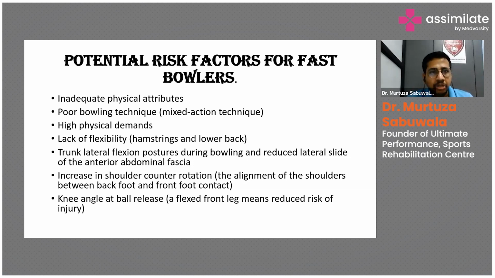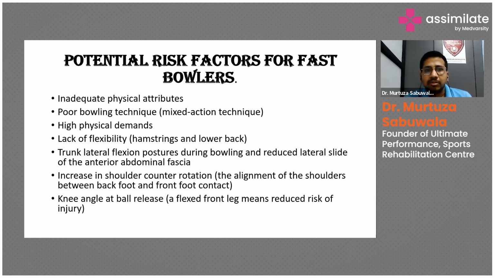High physical demand, too much training, too much frequency of training, lack of recovery leads to injury. Lack of flexibility, hamstring and low back. Flexibility is very, very important for the fast bowler because they have a huge workload, an eccentric workload coming on the muscle, especially the hamstring, while running to bowl the overs, while running on the field. So lack of eccentric strength in the low back and hamstring leads to injury.